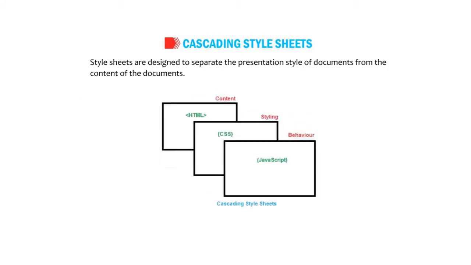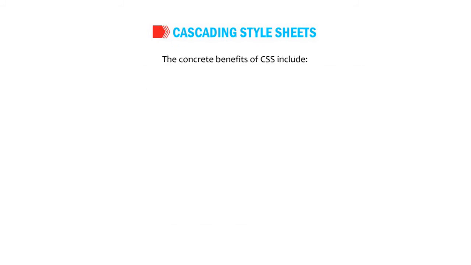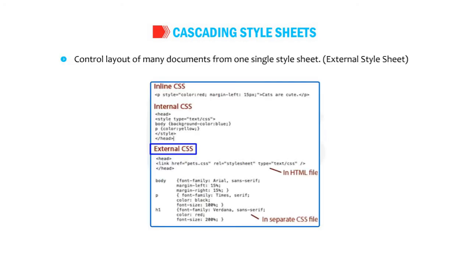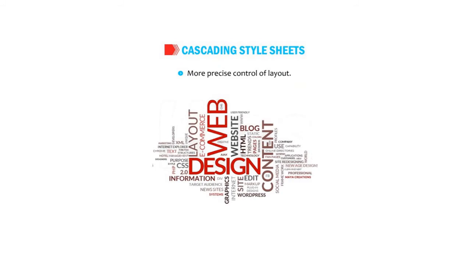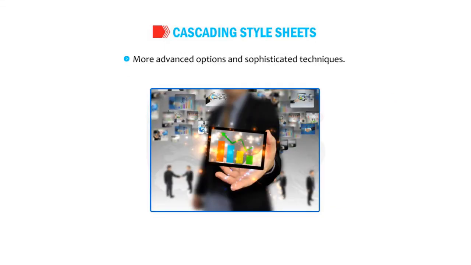Style sheets are designed to separate the presentation style of documents from the content of the documents. This makes site maintenance much easier and provides more flexibility. The concrete benefits of CSS include controlling the layout of many documents from one single style sheet, an external style sheet, more precise control of layout, applying different layouts to different media types, screen, print, etc., and more advanced options and sophisticated techniques.